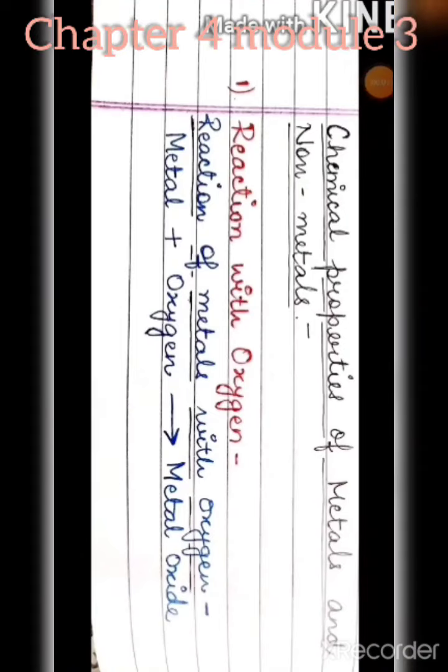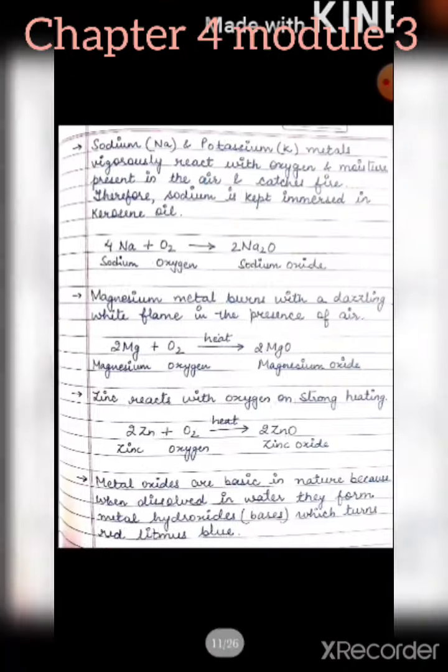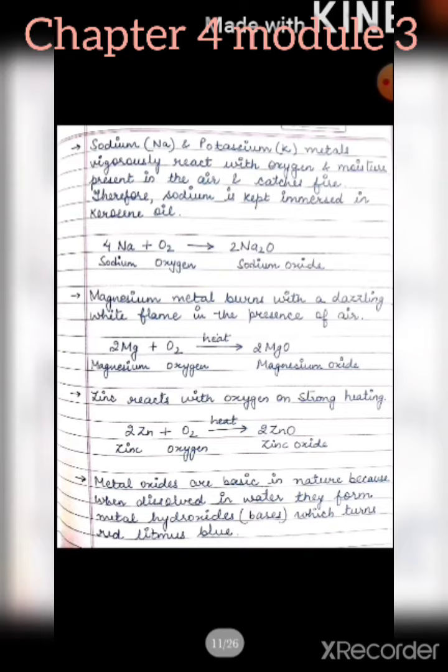Hello dear students, today we will be starting with the new topic of our chapter, that is chemical properties of metals and non-metals. So the first reaction is reaction with oxygen. When metal reacts with oxygen, metal oxide is the product which is formed. Now let us discuss some of the metals.